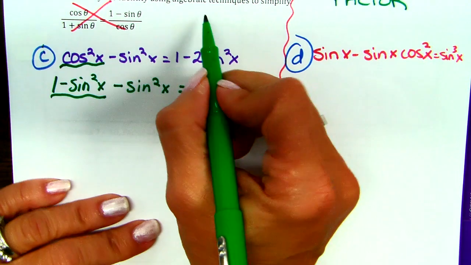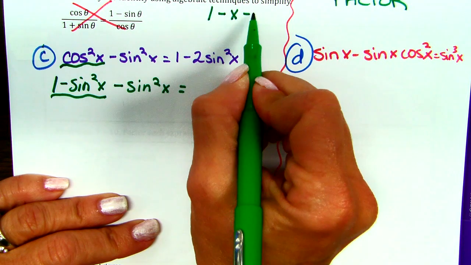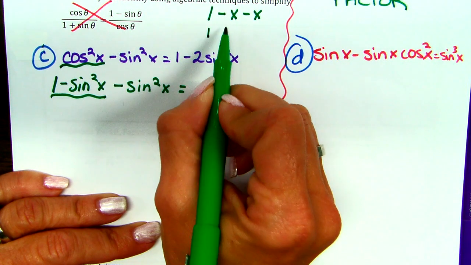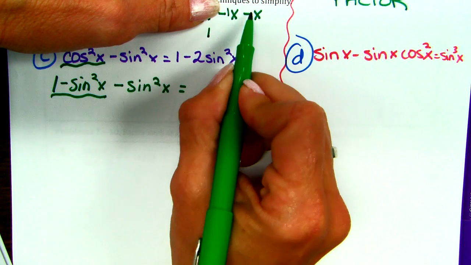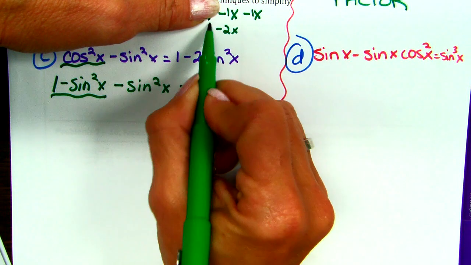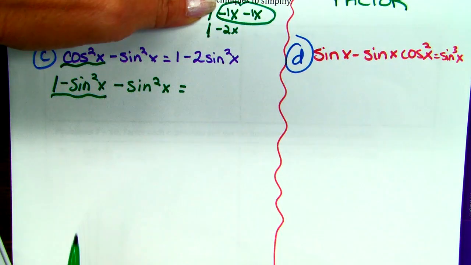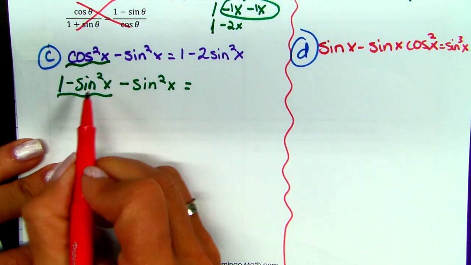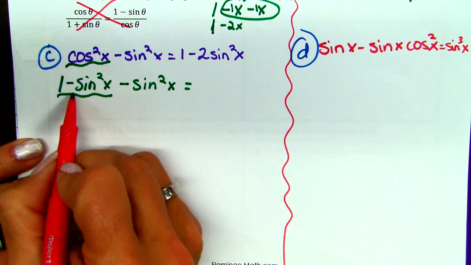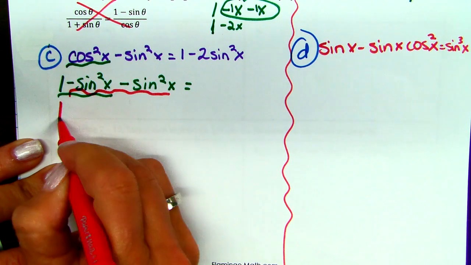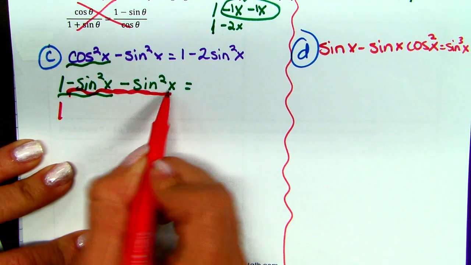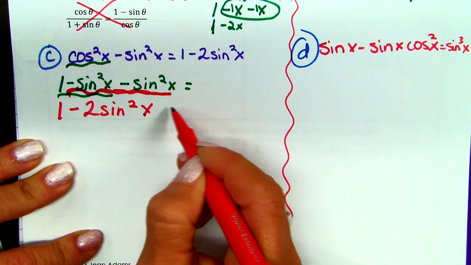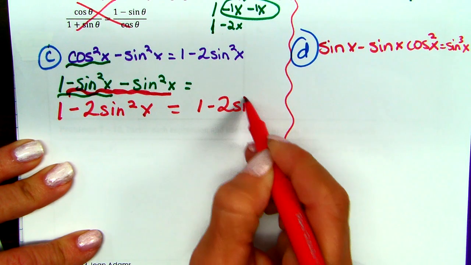Let me remind you, if I gave you this right here and told you to simplify it, that would be 1, and then we have negative 1 minus 1, which is negative 2x. These two equal negative 2x. These two equal negative 2 sine squared x. So I'm going to use this color. I'm bringing down the 1, and what I have underlined in red would be negative 2 sine squared x. And that's what I have on the other side. One step.